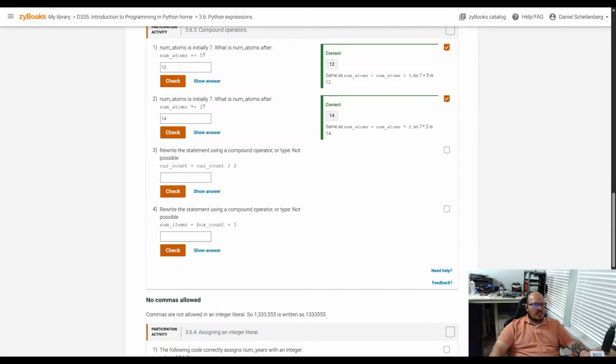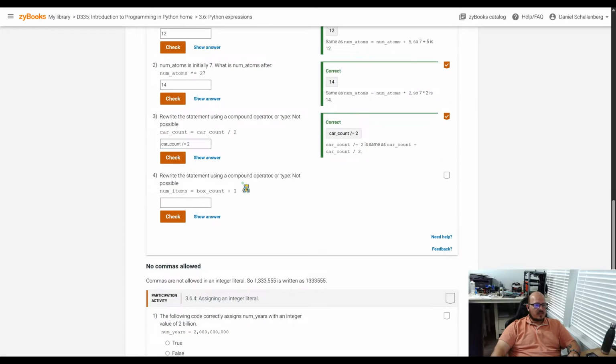Rewrite the statement using a compound operator or type not possible. Okay, so car underscore count divided by equal 2. So basically, this is saying the same thing as car count is assigned car count divided by 2. That's what this is saying. Rewrite the statement using a compound operator or type not possible.